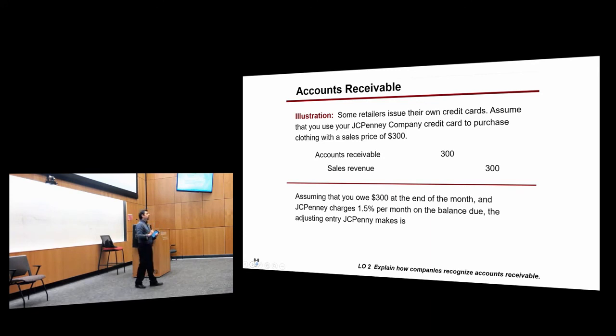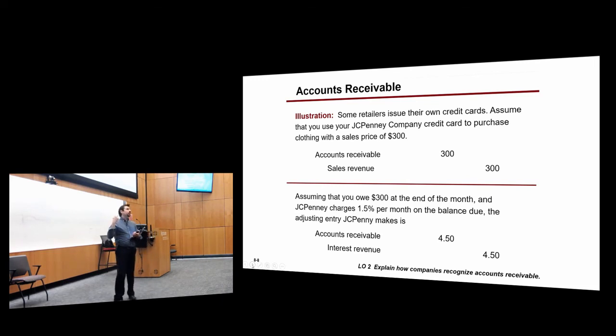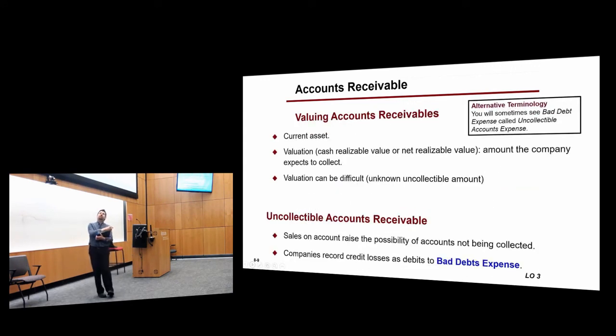At the end of the month, if the customer does not make the payment, what will happen? JCPenney will earn interest. The interest is 1.5%, for example. So they will have interest. Basically, this is interest revenue. But because you haven't paid the full amount, they will charge you interest, and it becomes accounts receivable as well. In this case, their accounts receivable will be the original amount plus the interest that is to be paid. Any questions? We will continue about the valuations on Friday.